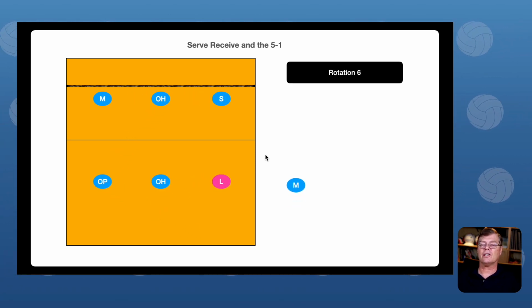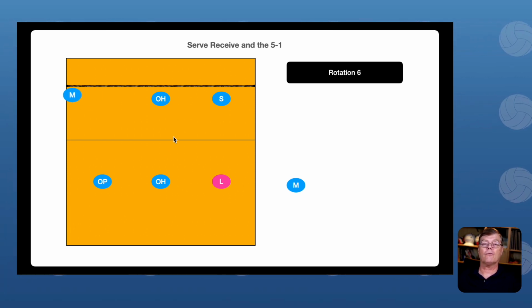Okay, rotation 6. Setters in their natural position in the front row. They're going to set there. They're going to have to block. They're going to play front row. And now we have a middle and an outside. How would we serve receive out of this? Well, one thing we'd like to do is get this outside hitter who's front row back over on this left side. Can we do that?